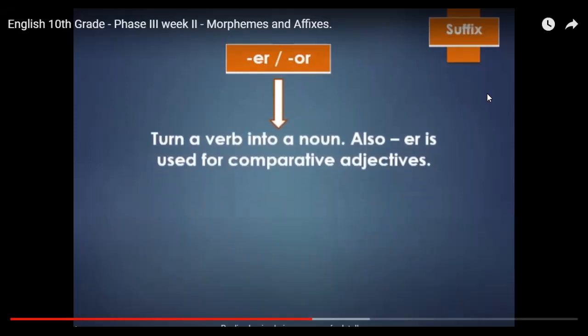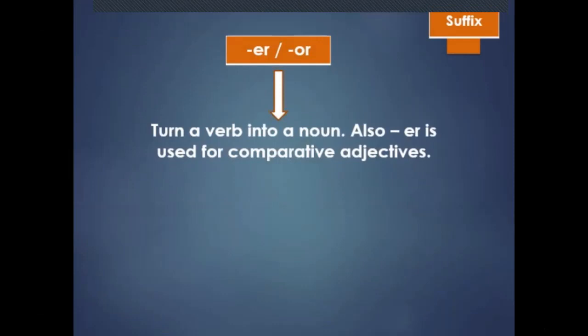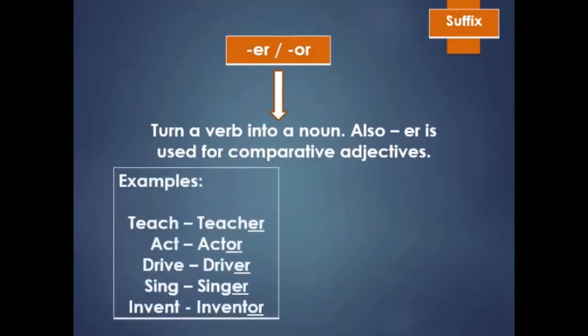Okay, our next suffixes are er and or. The meaning of those is that they turn a verb into a noun. So if you attach er or or to a verb, it results in a noun. Also, er is used for comparative adjectives. So examples, verbs teach, act, drive, sing, and invent. They are verbs, and teacher, actor, driver, singer, inventor, they are nouns.